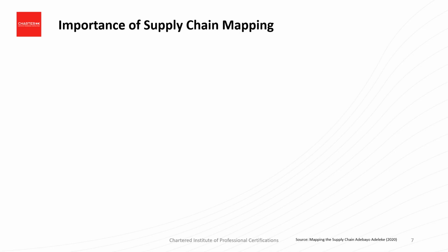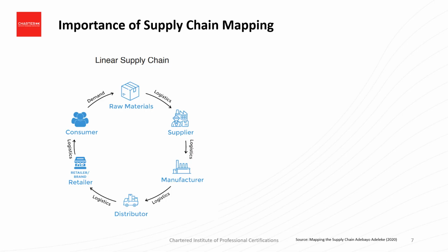Now, supply chain mapping plays a crucial role in the identification of risks and bottlenecks. By mapping the various nodes and processes, companies can pinpoint potential vulnerabilities and areas of inefficiency. This proactive approach to risk management enables the development of contingency plans to mitigate disruptions and improve resilience.